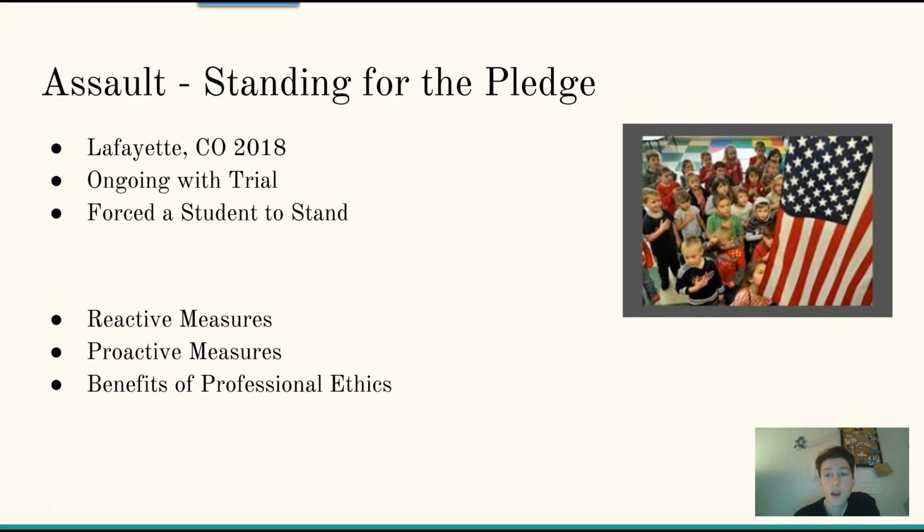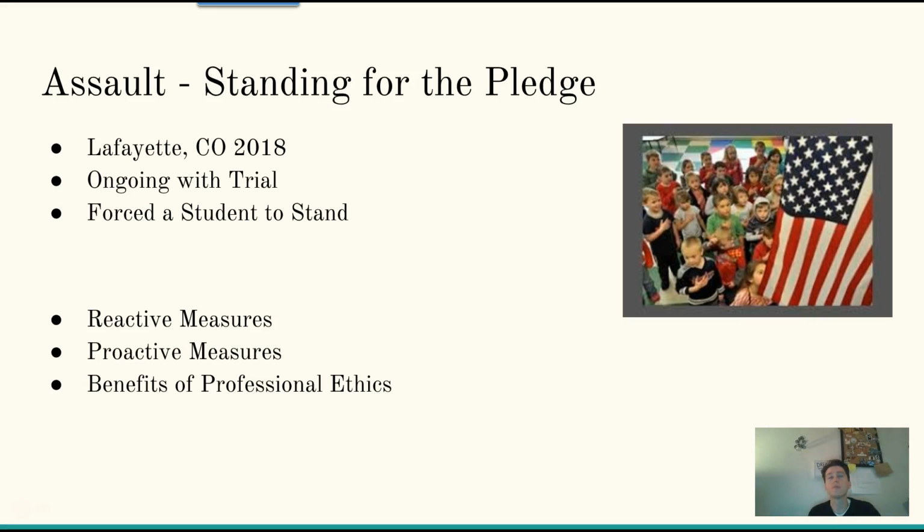Now, I happen to really like America, and I believe in standing for the Pledge of Allegiance, but I also know and believe that students do have a right to their freedom of expression, and they do not have to stand for the pledge or say the pledge. And actually, the school that I work at, we don't even say the pledge. So it's definitely not something that has to be done.